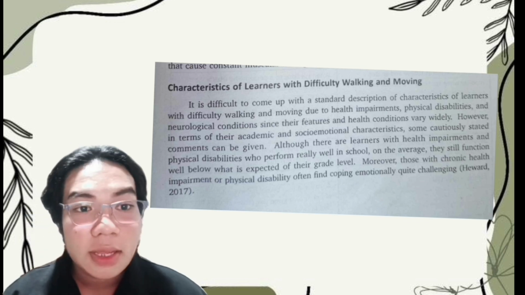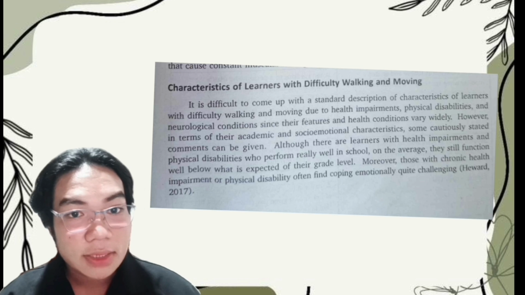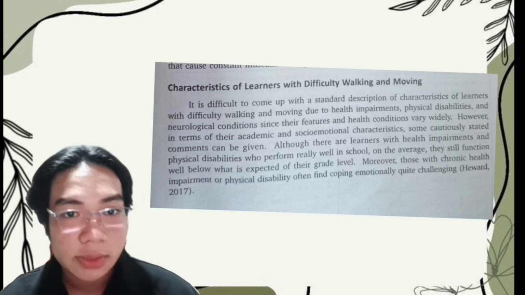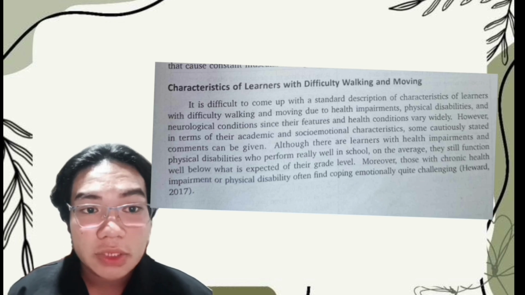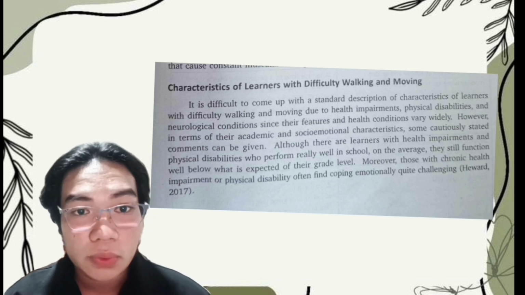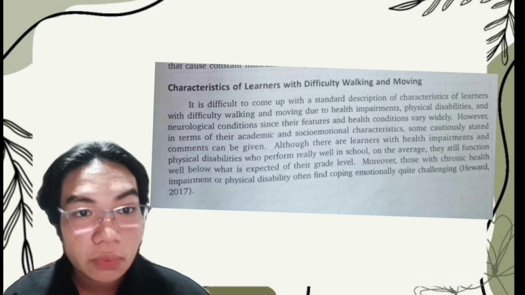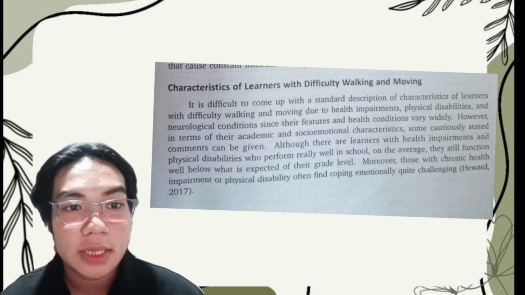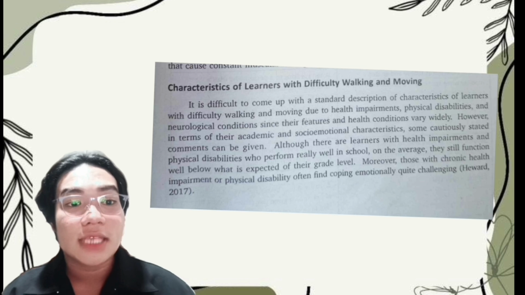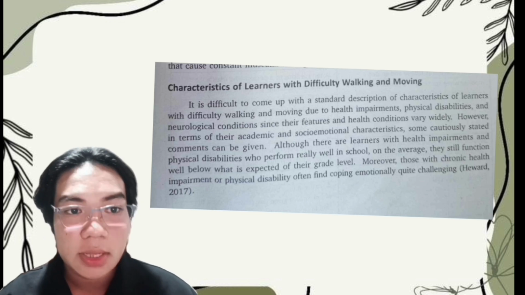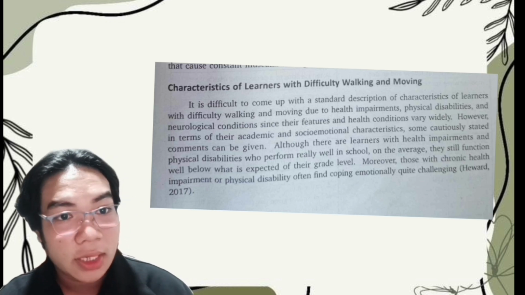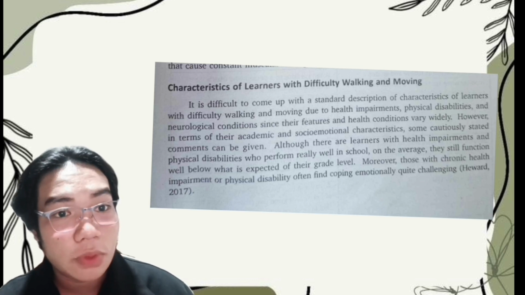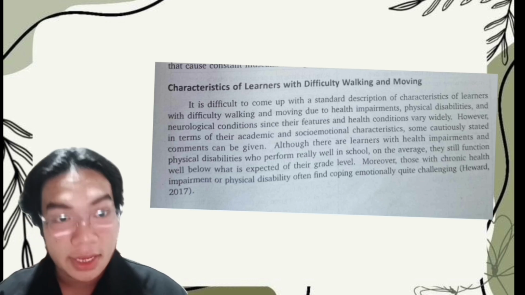So next we have the characteristics of learners with difficulty walking and moving. These students often need more space in the classroom and may have trouble using regular chairs and tables, so they may need special transportation to get to school. They may also struggle with writing for long periods or have difficulty processing and completing assignments or exams due to physical limitations. For example, a student in a wheelchair can't write for a long time, so the teacher lets them use a voice app to answer tests.